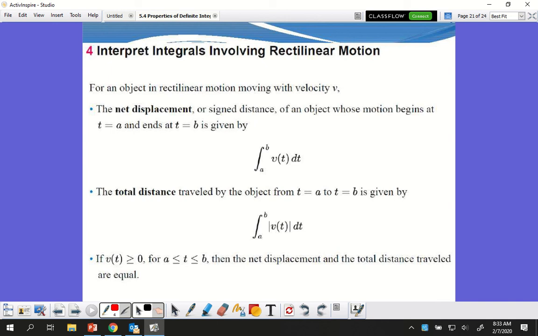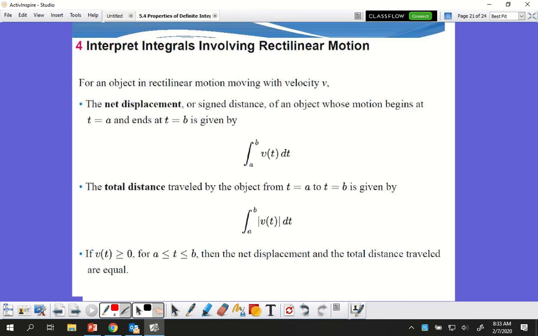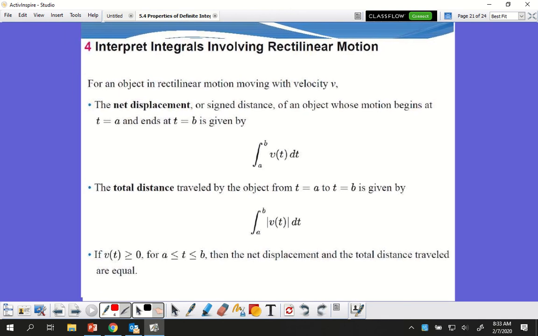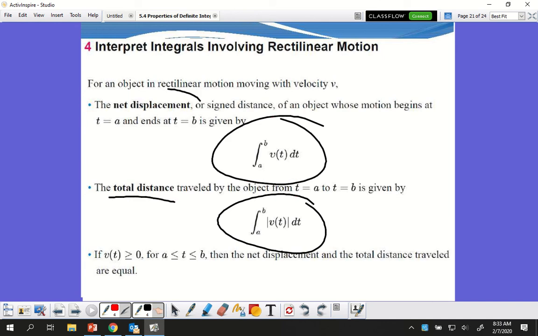If v of t is greater than 0 for a less than t less than b, then the net displacement and the total distance traveled are equal. So these things are important. You have to pay attention to what they're asking for all the time. So total and net: total is the absolute value, net is just the derivative or antiderivative of the velocity.